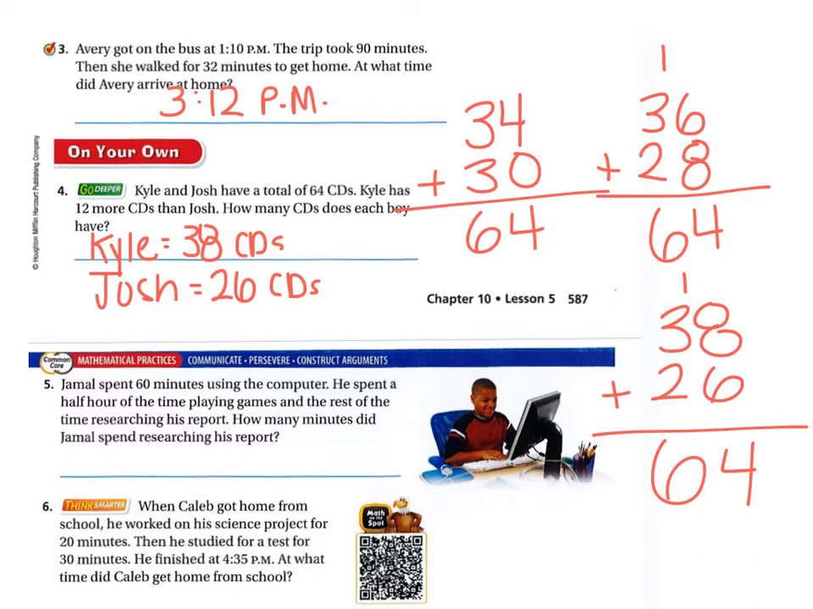So here we see 38 would be the number of CDs for Kyle since Kyle has 12 more, and then Josh would have 26. This is all about guessing and checking. You need to stay with it in order to get the right answer. Don't just give up.